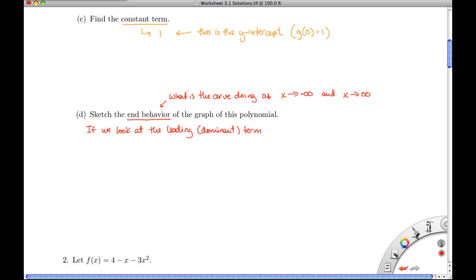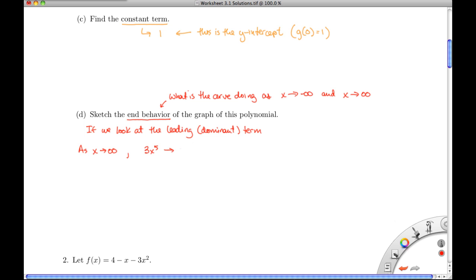So if we looked at x as x gets very big positive, so x is getting larger and larger and larger, and we were to look at our dominant term, or our leading term, which is 3x to the power of 5. Now, infinity is not a number, so we can't really plug it in, but we can think about what happens to this term as x gets infinitely large.